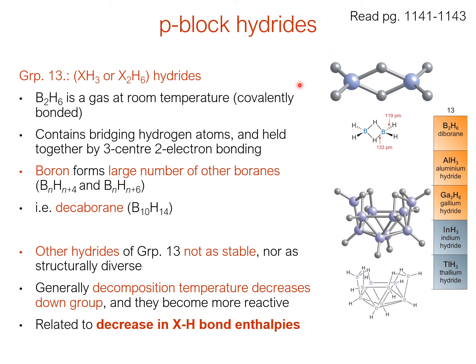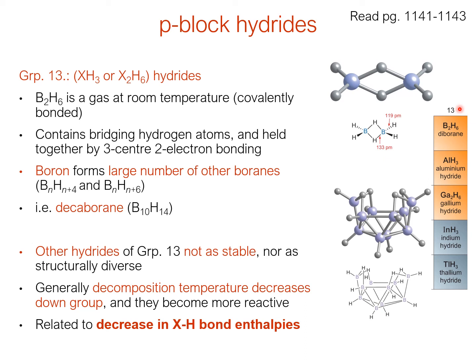We've got the simplest borane here, B2H6, which is what I was using to explain the 3-center 2-electron bond. So this is a 3-center 2-electron bond, and these are just normal covalent bonds. But it doesn't just have to be B2H6. You can get a large number of them, with either BnHn+4 or BnHn+6, like decaborane. This is shown here, and these are large cage-like structures. The other hydrides, aluminium hydride and gallium hydride, aren't as stable or as diverse, so you won't get something like decagallane. They're not as stable, so you can't get those.